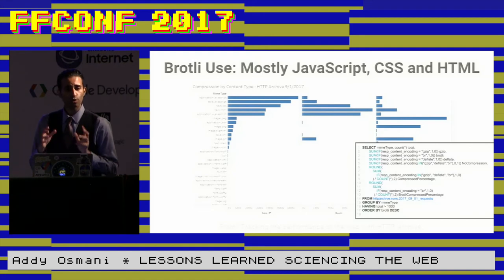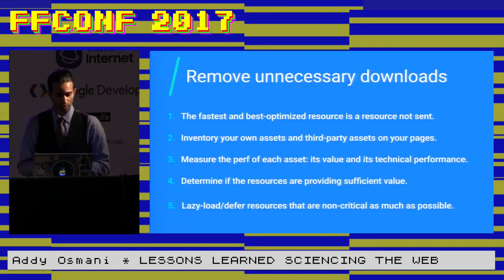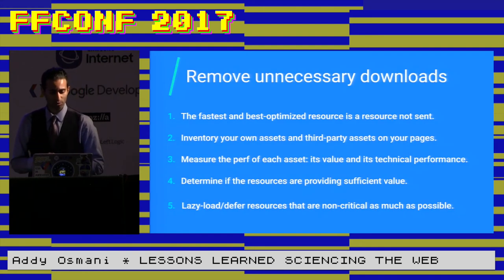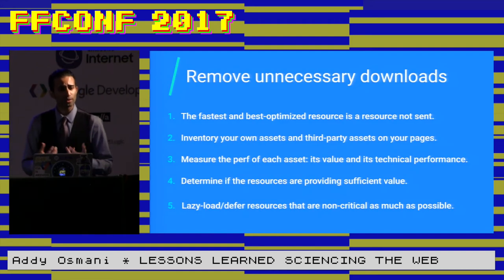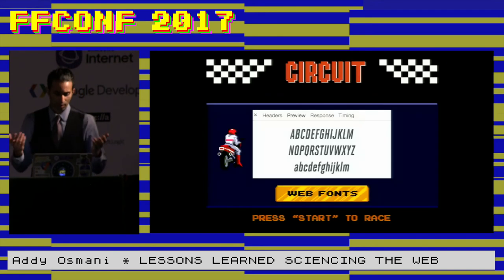So when it comes to making sure that you're compressing things correctly and sending things down to your users that are as minimal as possible, the fastest and best optimized resource is the one that isn't being sent. So carefully validate everything that you're sending down to your users. Measure the performance impact of each asset, question if it's important, and make sure that you're diligently compressing everything that you're sending down. Next up, we've got web fonts.